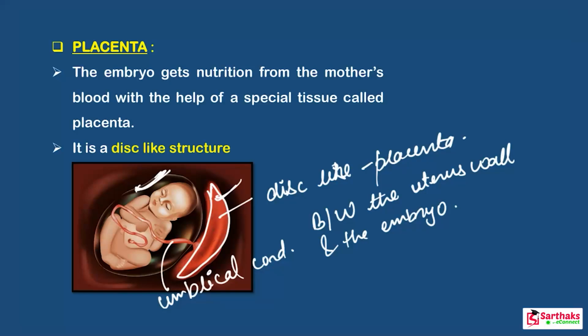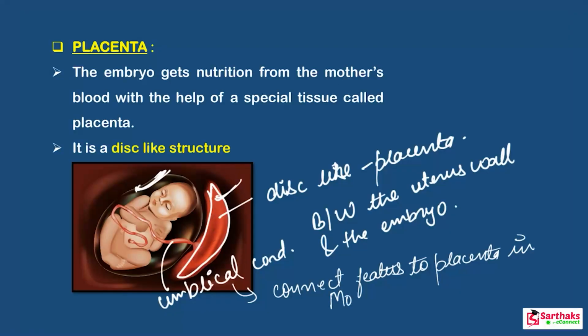So what is the role of the umbilical cord? Let me write it here. Their role is to connect the fetus to the placenta in the mother's body. Now it is through the placenta that all the requirements of the developing fetus, like nutrition, respiration and excretion, are met from the mother's body.